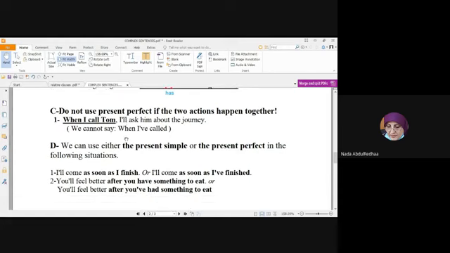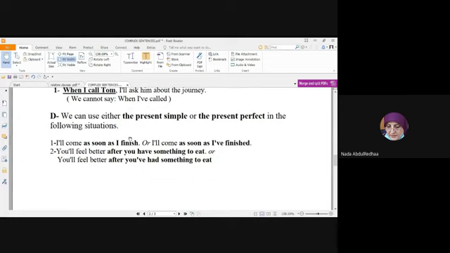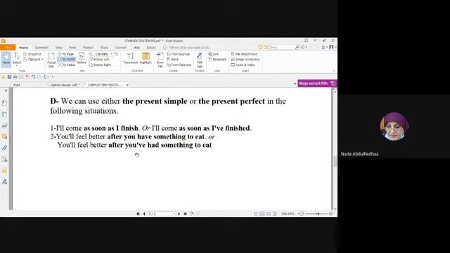And the fourth note is that we can use either the present simple or the present perfect in the following situations. I'll come as soon as I finish, or I can say I'll come as soon as I have finished. Both of them are correct, and you can use any one of them. It depends upon your purpose, or what you want to say. You will feel better after you have something to eat, or you can say you will feel better after you have had something to eat.